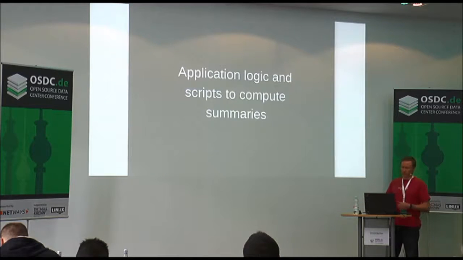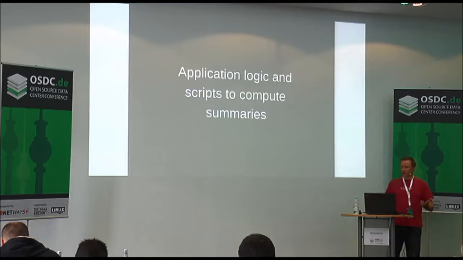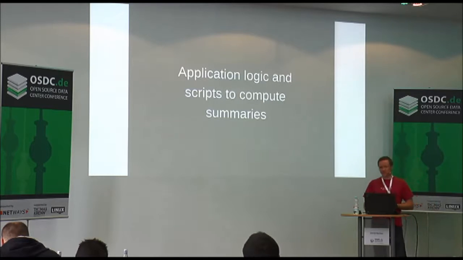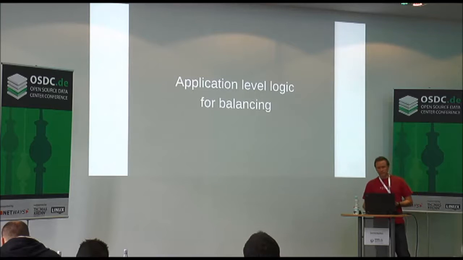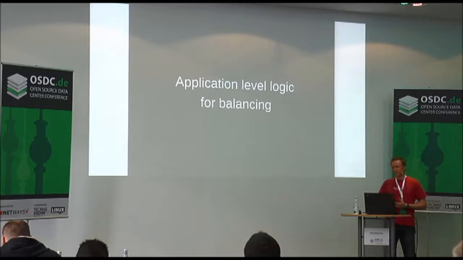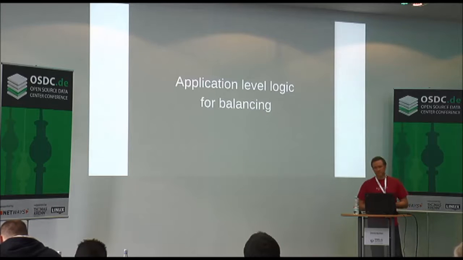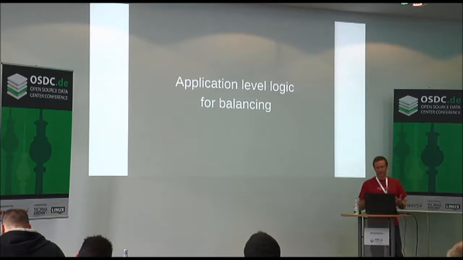And we'll go through some of the troubles that they ran into leading up to that. So they had to write application-level logic and scripts to compute. In summary, Cassandra didn't have that built into it. And then a tougher problem was application-level balancing. Even though Cassandra is a distributed database, they found that in the time series use case they actually still had to write application-level code to handle the balancing of the load.